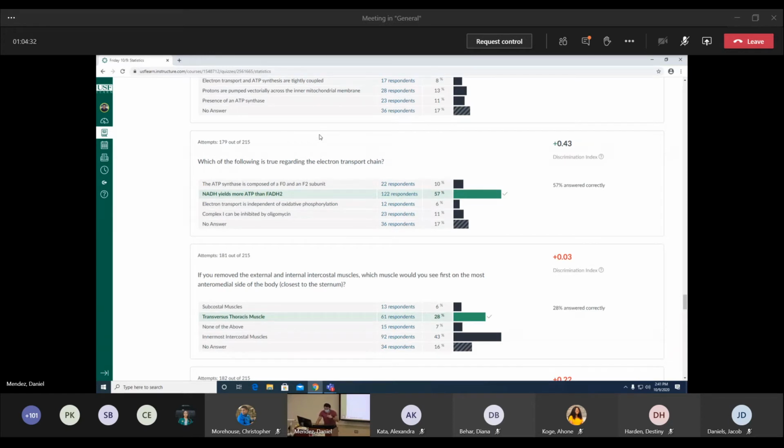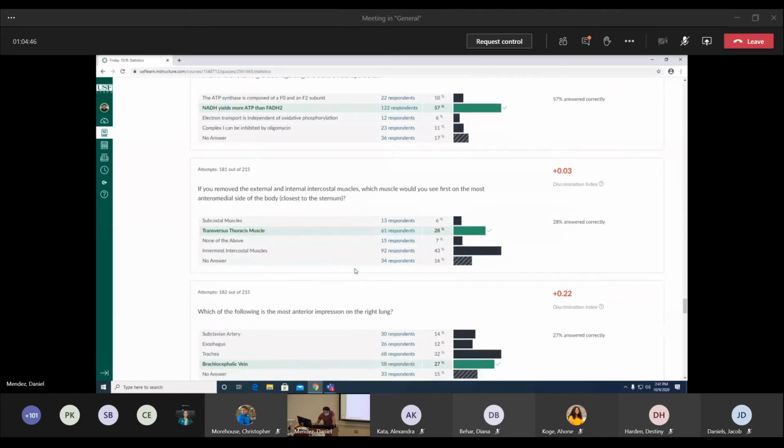Okay, so it'd be transversus thoracis, just because the innermost doesn't wrap all the way around the thorax. So transversus thoracis would be correct. Subcostal muscles are actually on the posterior side, all the way in the back. You don't have to worry about those because we didn't talk about them too much.